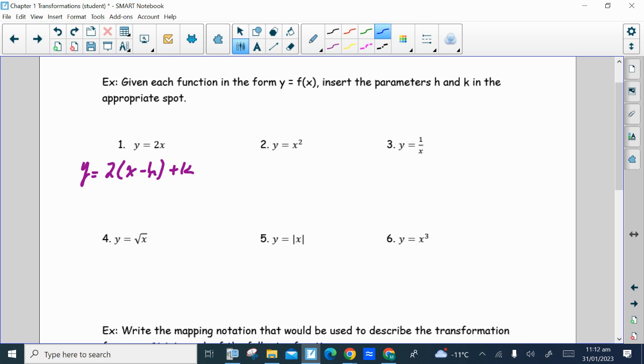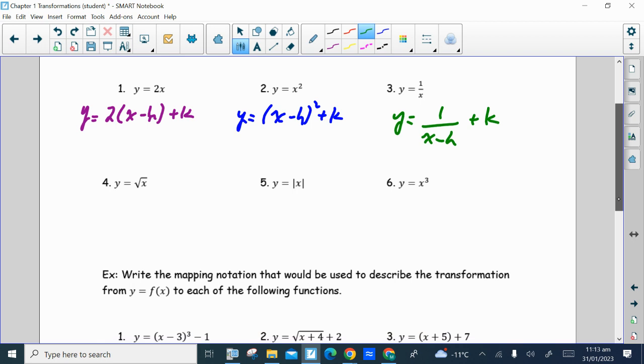For question 2, the x is squared, which means the x minus h would have to be squared. K is outside the bracket. For question 3, the x is in the denominator, so the x minus h will be in the denominator. K is outside of that. For question 4, the x is under the radical, so the x minus h will be under the radical. The radical acts just like brackets. The k is outside of that.